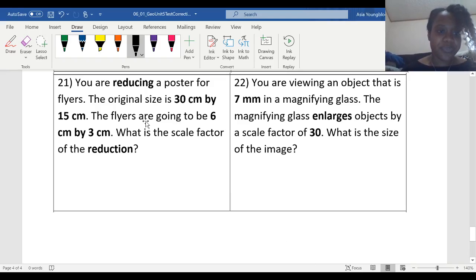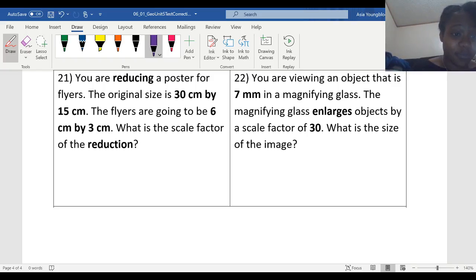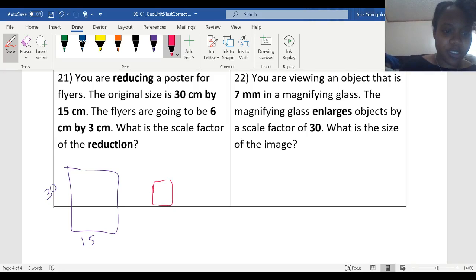So for number 21, it says you're reducing a poster for flyers. So think of like a rectangle to represent the posters. Let's draw a rectangle. The original size of the poster, so draw our original poster. They say it's 30 by 15 centimeters. So we have a big poster that's 30 by 15, and we're trying to shrink it down. So we want a smaller one for some flyers to pass out to people, and we want it to be 6 by 3. And they ask us to find the scale factor of the reduction.